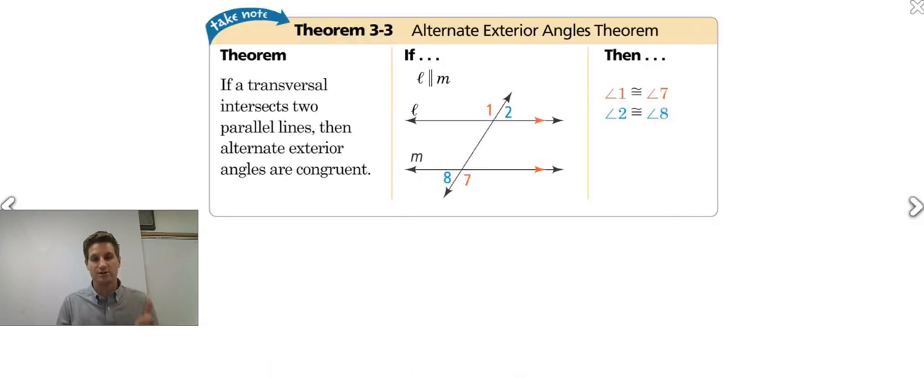And last but not least, alternate exterior angles, same thing. If the lines are parallel, then they are going to be congruent. We covered these types of angles in 3.1. Now we're giving you some more information about what is true about them. Alternate interior angles, alternate exterior angles, and corresponding angles are equal to each other, and same side interior angles sum to 180. So they're going to be equal or sum to 180. Let's go ahead and take a look.